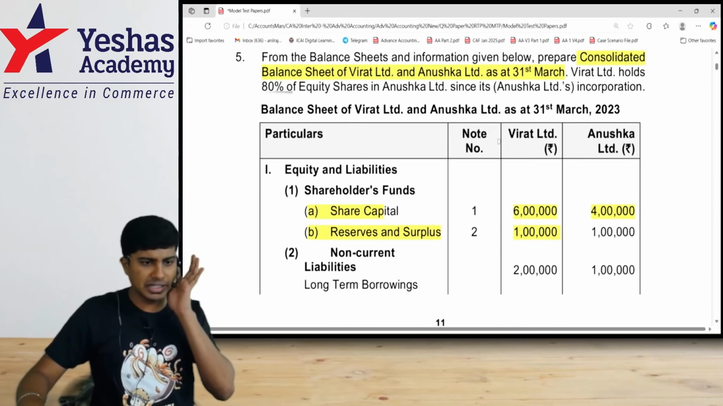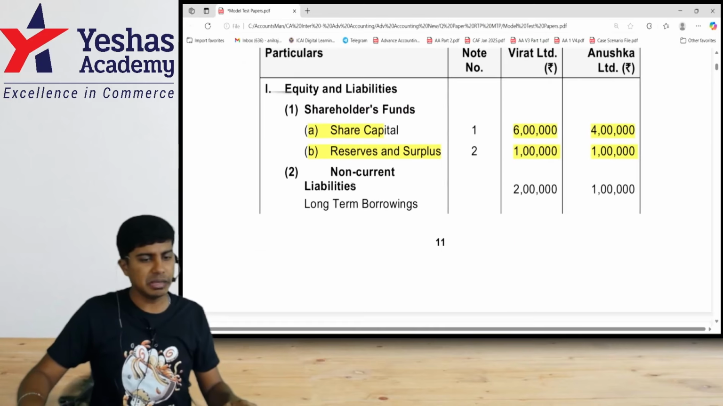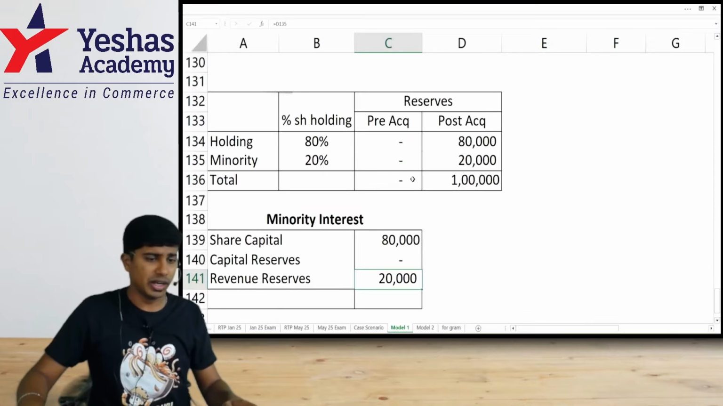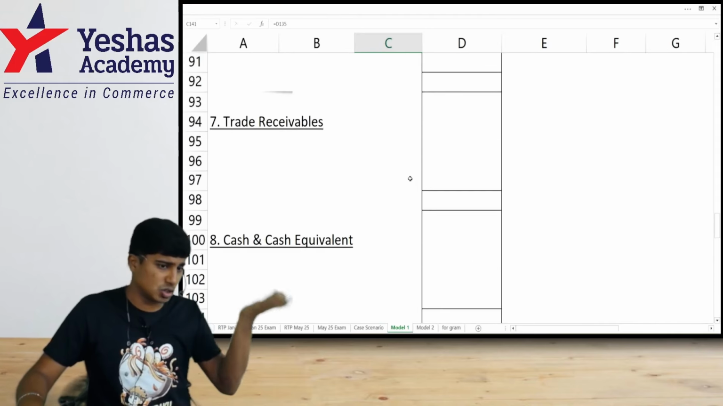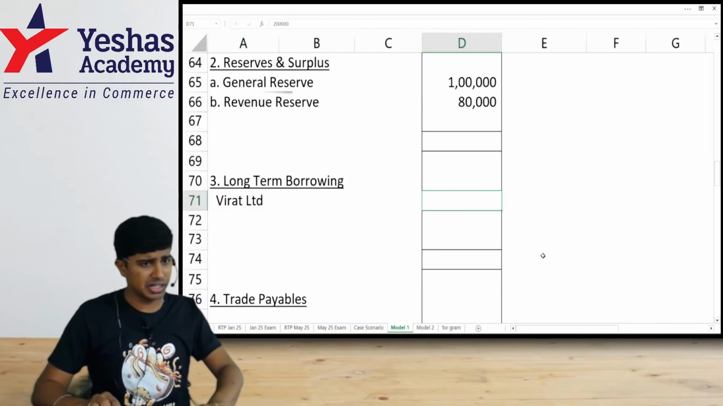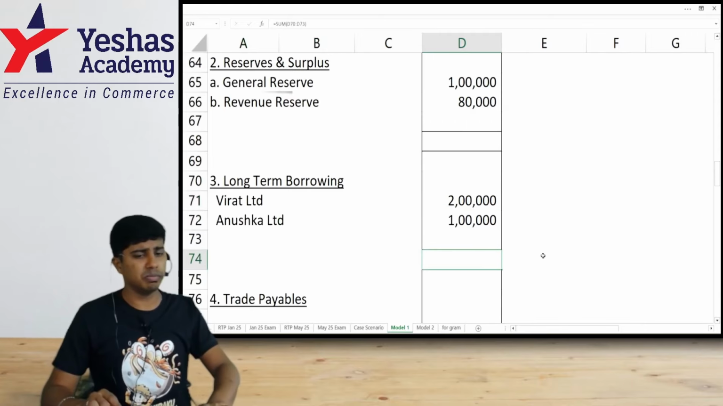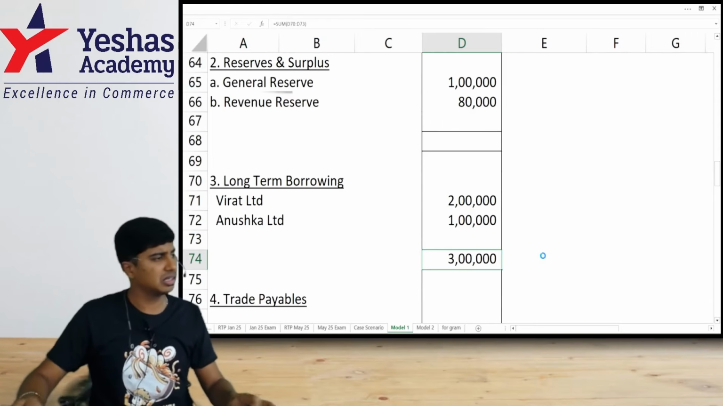So come back to balance sheet. We're done with share capital. We're done with reserves and surplus. Third item in the balance sheet is long-term borrowings. They have not given any notes to accounts. So straight away I'll take 2 lakh of Virat, 1 lakh of Anushka together as 3 lakh in my consolidated balance sheet. I'll route it through notes to accounts. I'll write Virat Limited's long-term borrowings 2 lakh, Anushka Limited's long-term borrowings 1 lakh. Putting them together it is 3 lakh.